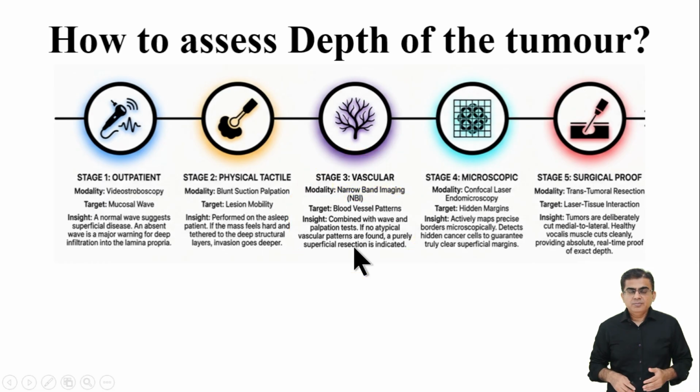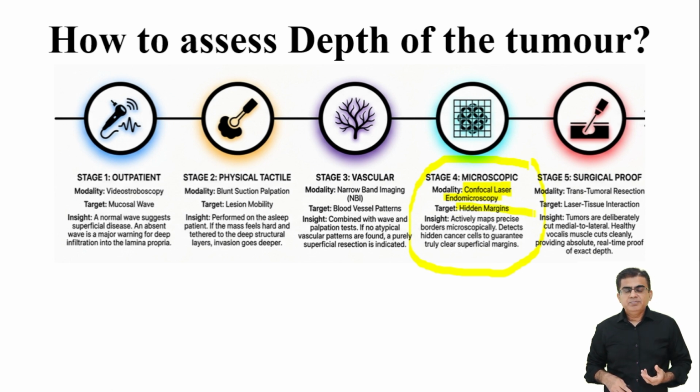Moving to stage 4, we use advanced microscopic tools. We actively use confocal laser endomicroscopy to precisely map the tumor borders. This incredible tool detects hidden cancer cells that look completely normal to the naked eye. This guarantees that our superficial margins are truly clear.